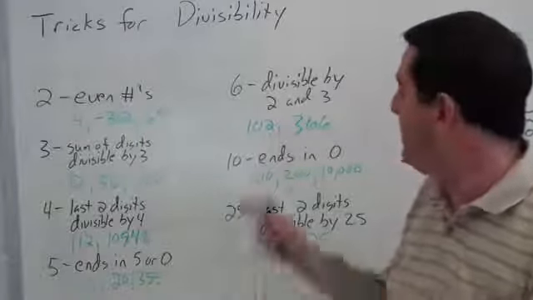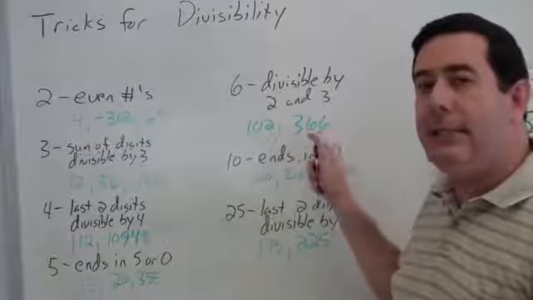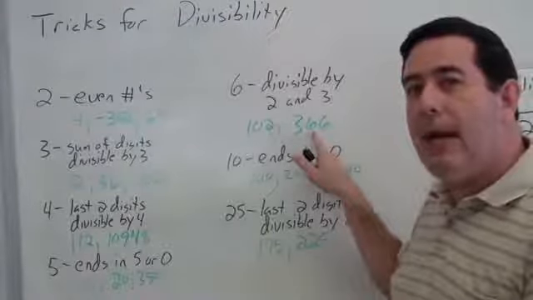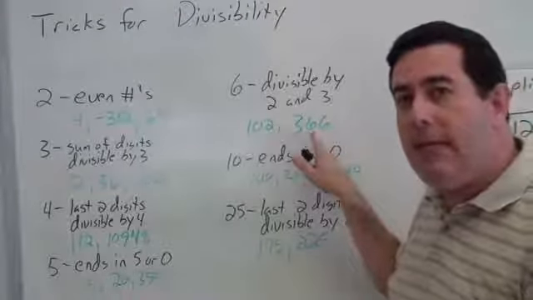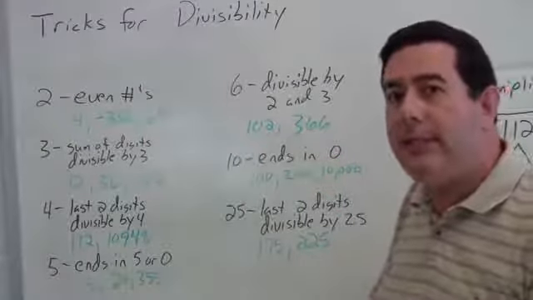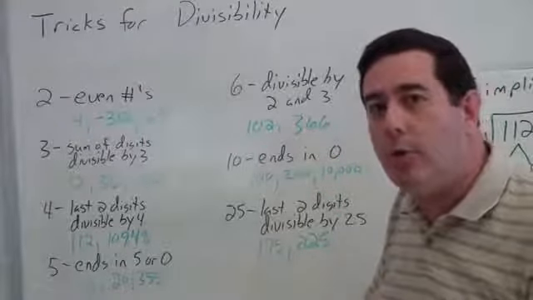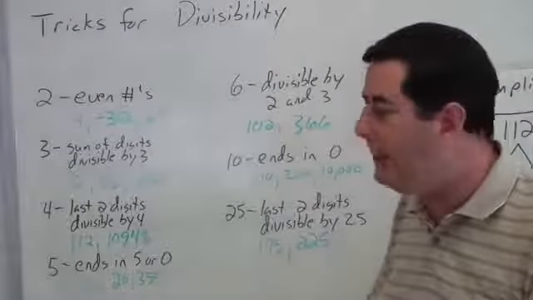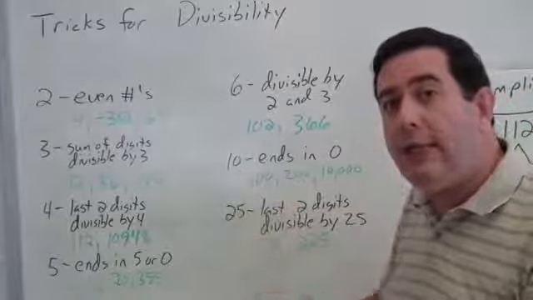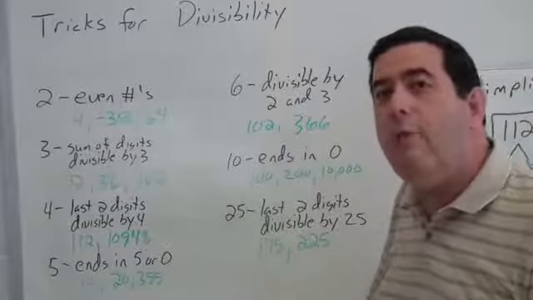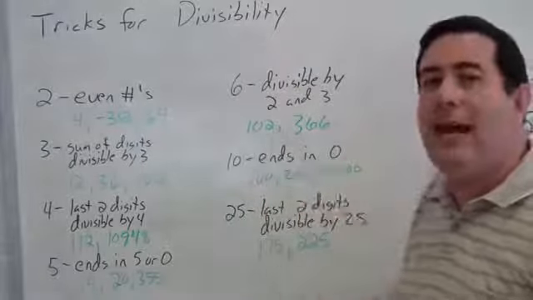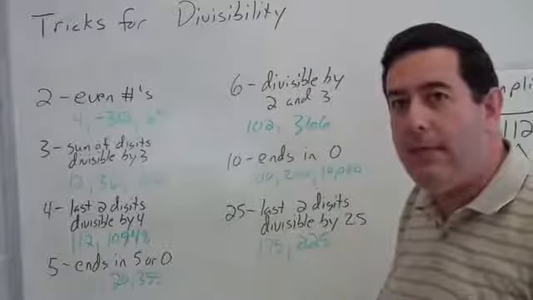366, same thing. It's an even number. 3 plus 6 makes 9. 6 more makes 15. Since 15 can be divided by 3, 366 can be divided by 2, 3, and therefore 6. To see if something can be divided by 10, look at the last digit. If it ends in a 0, then it can be divided by 10. 100, 200, 10,000, they can all be divided by 10.